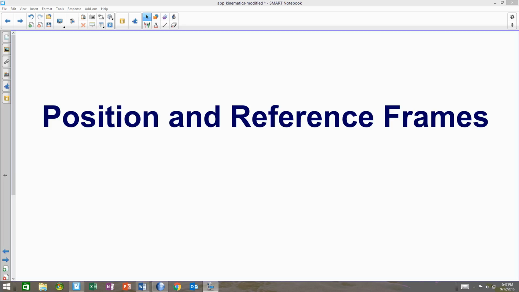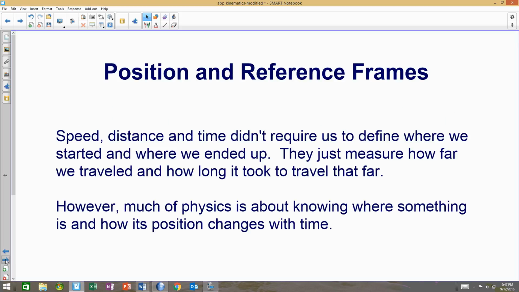In this video, we'll talk about position and reference frames. Speed, distance, and time didn't require us to define where we started and where we ended up. They just measured how far we traveled and how long it took to travel that far, or the rate at which we traveled. All of those things are called scalar quantities.